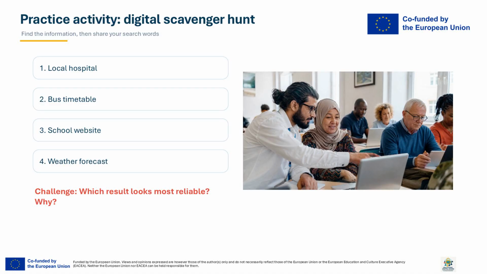Now we will do a digital scavenger hunt. You need to find 4 pieces of information: a local hospital, a bus timetable, a school website, and a weather forecast. After finding the information, write down the search words you used. Then we will discuss which result looked most reliable and why.